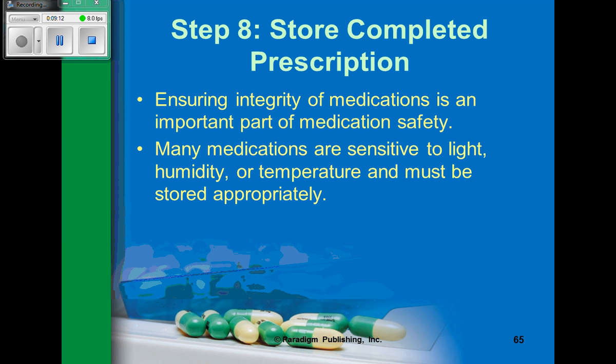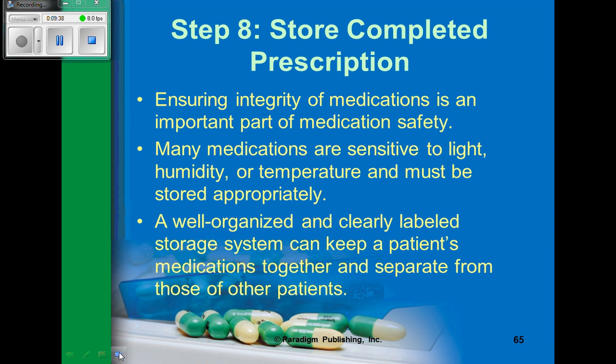One example of that is sublingual nitroglycerin tablets. They have to be kept, of course, in their original bottle, which is a glass amber bottle, because if you don't, the nitroglycerin molecules adhere to the plastic of the bottles and can cause the dose to have a lessened effect. So you always want to make sure that you keep the sublingual nitroglycerin tablets in their original bottle. A well-organized and clearly labeled storage system, of course, can keep a patient's medications together and separate from those of other patients.